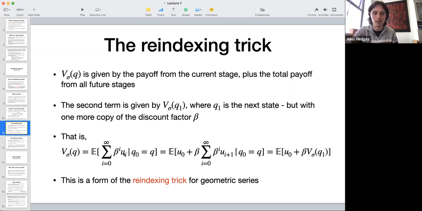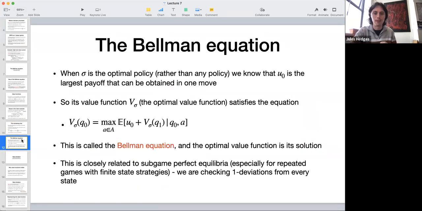So what that is to say is that this thing, the value function of our policy, which is defined to be this thing, where the U_i are the payoffs that we get from following the policy, is going to be equivalently given by U0, which is the payoff that we stochastically get from following the policy, plus beta times this thing, and after reindexing, this turns out to be exactly V sigma of Q1. And what I've forgotten to write here is the conditional part, that this is the U0 and the Q1 given the initial state Q0 and the action sigma of Q0. So specifically going from here to here to here, this is exactly the reindexing trick for geometric series. This is the same thing that we use to calculate the same kind of values for repeated games like iterated prisoner's dilemma.